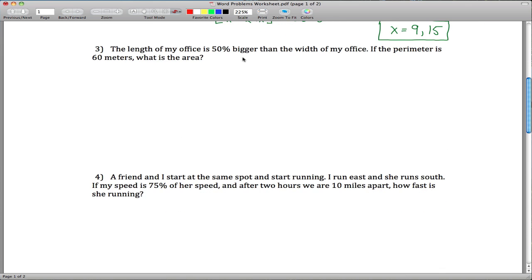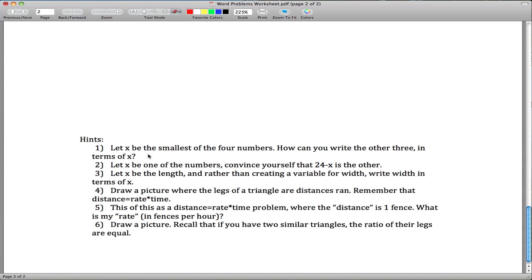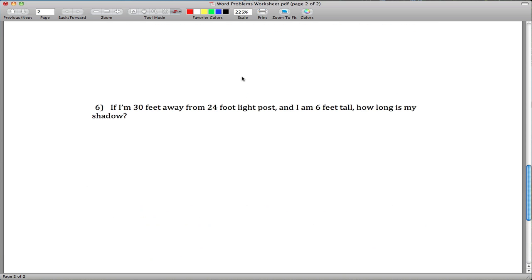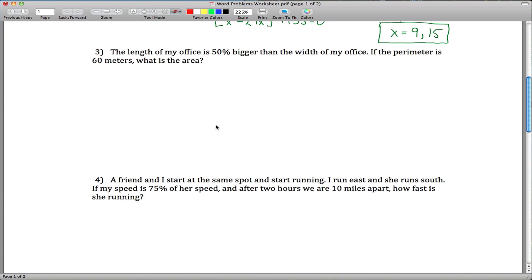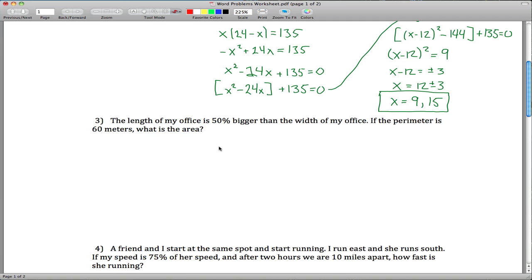Number 3: the length of my office is 50% bigger than the width of my office. Let's see what hint I gave you on this one. So let x be the length. That was probably a bad choice. I think I'll change that. I'm going to make x be the width, so I'll have to change that on this worksheet. Because if x is the width, then the length is 50% more than the width.